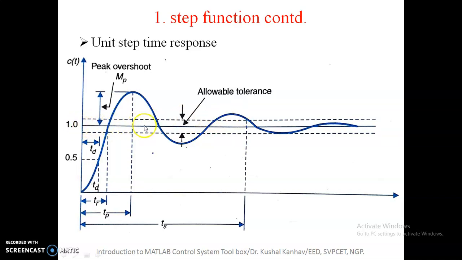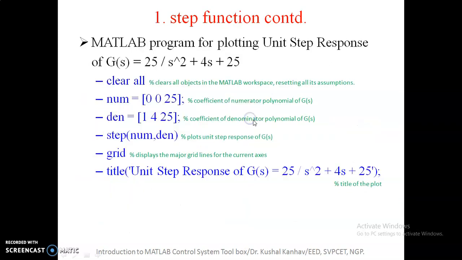At 1.0 you are finding a flat, straight line. This is the input signal, and this is the output response starting from 0. It is going above 1, reaching a maximum value, then coming down below 1, and it is oscillating here. So it is an oscillatory response.